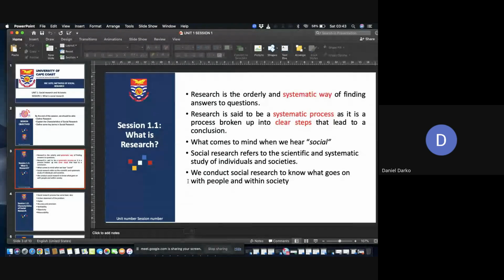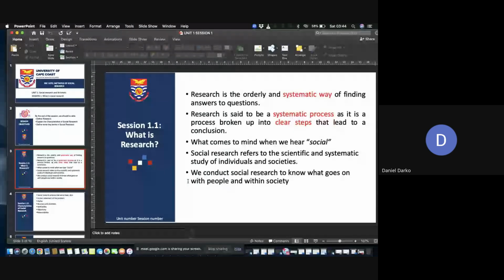So if you have some questions and you want answers to the questions, then you need to research so that you can get answers to those questions. It's a systematic process, as it is a process broken up into clear steps. So you go through stages to get to the conclusion or to the finding of what we are searching for. So if you want to do a very scientific research, then you need to follow these clear guidelines or steps which have been given to us to get to the conclusion.